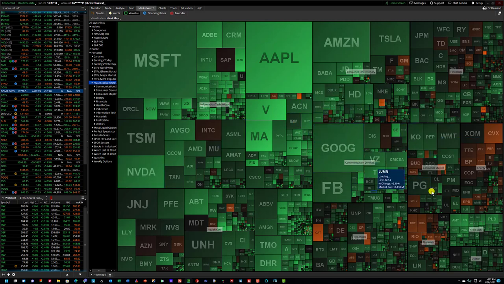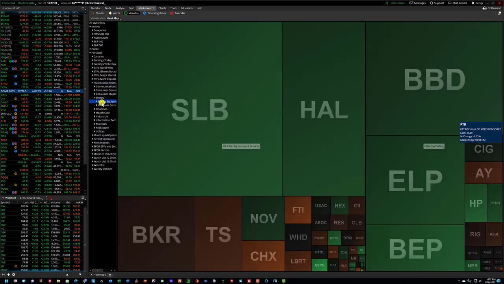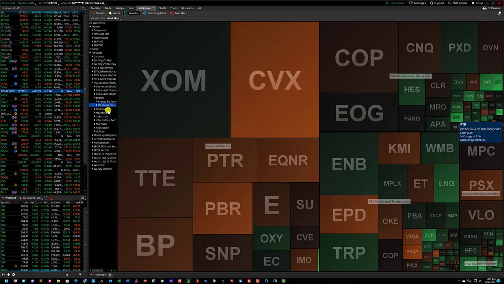Now, where was the weakness? Looks like the weakness was in energy today. If I go down here to the energy section, energy equipment and oil and gas, you can see that this was weak today. It's been strong for a long time, but a little pullback today.